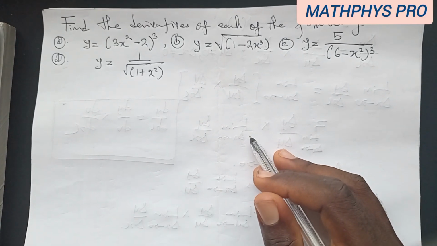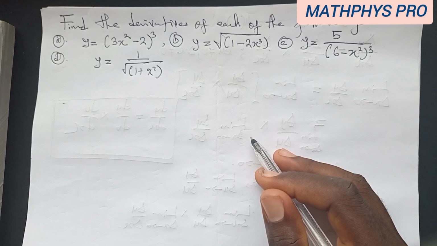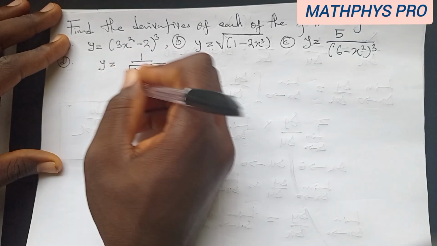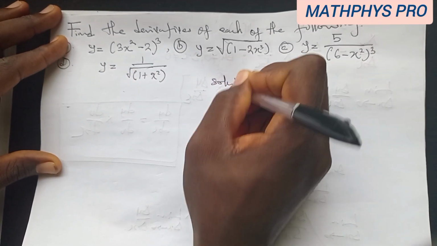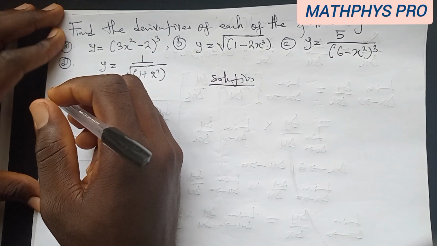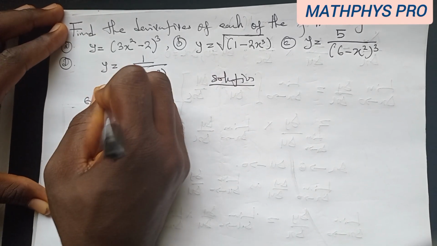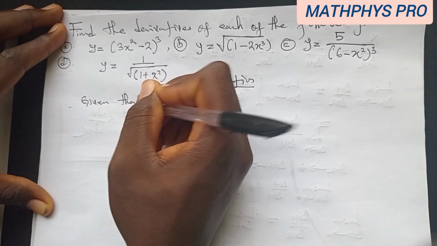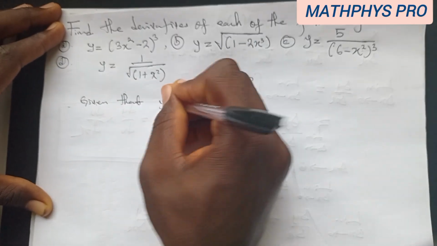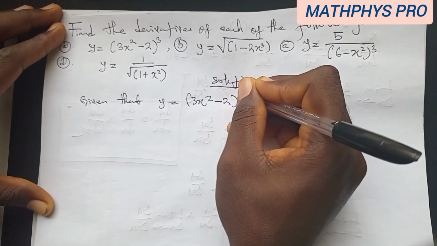So now this is a function of a function, and to find the derivative of this function, you need to apply the chain rule. So now let's attempt the first question. The first question says, given that y is equal to (3x squared minus 2) raised to power 3.